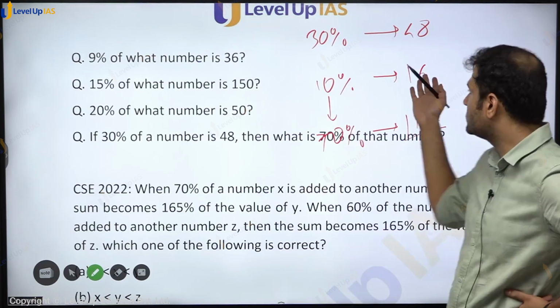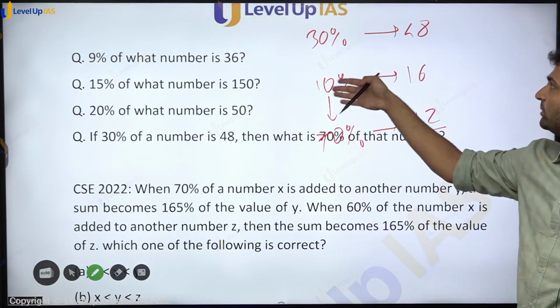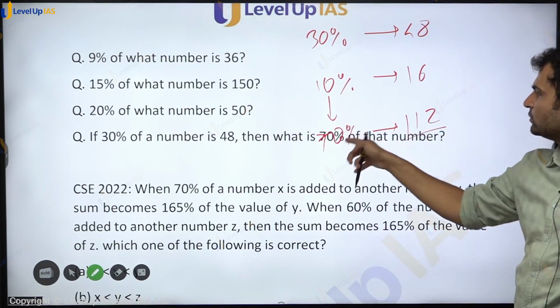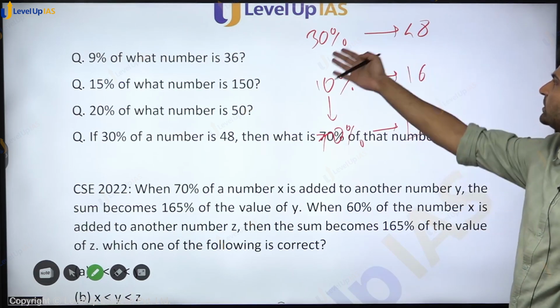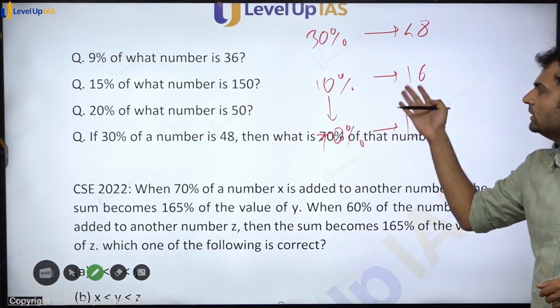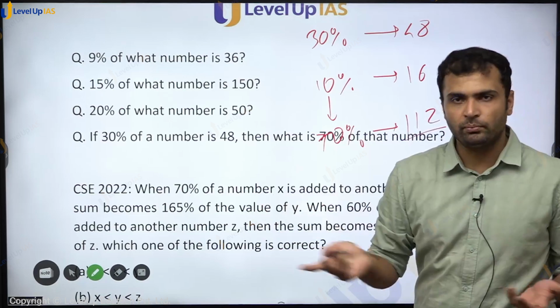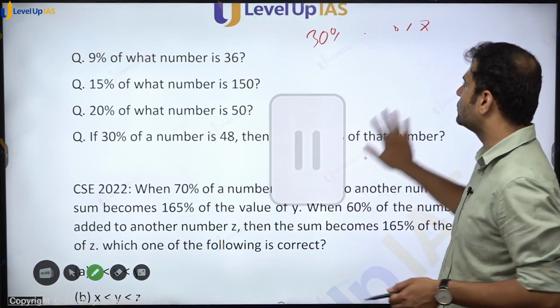Right? 16 into 7. This divided by 3, so this divided by 3. This into 7, so this into 7. 30% 48 है, so 10% will be 16, so 70% will be 112. That way also you can solve.